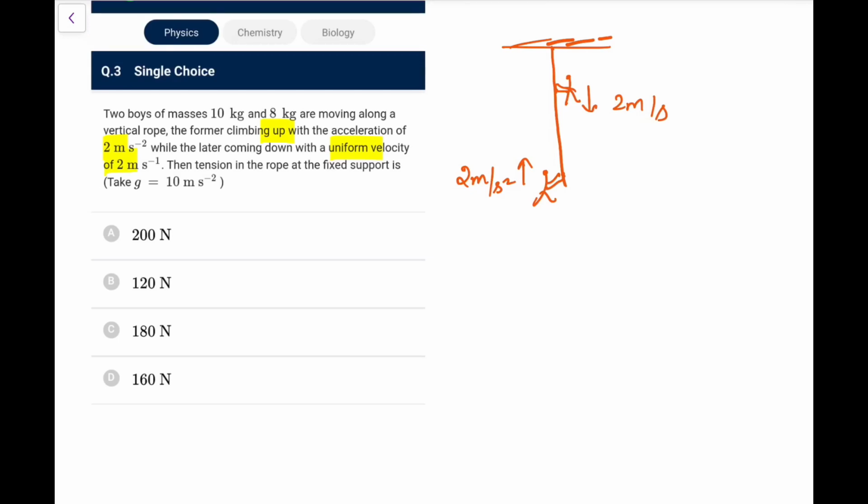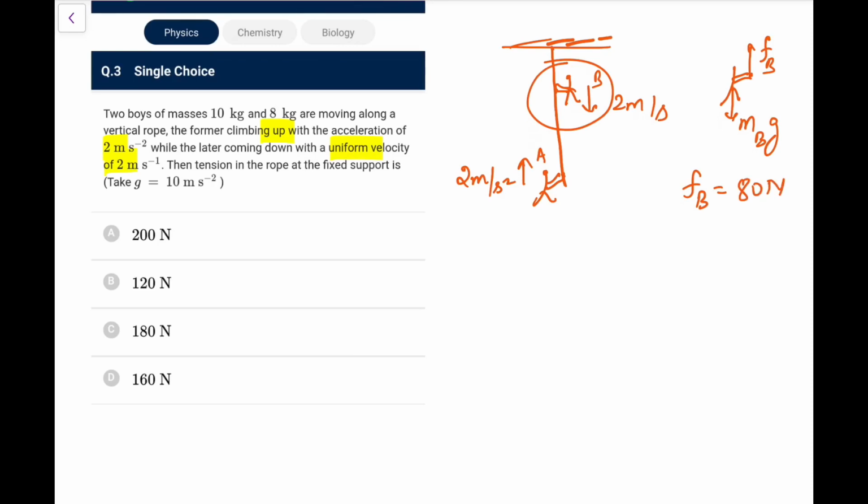So now we know a person can hold the rope because of the friction force. For this person, if I draw the FBD, this is the friction, let's call it B, and this A. So friction on B is equal to MBG because it is balanced. MBG means that is equal to 80 newtons.